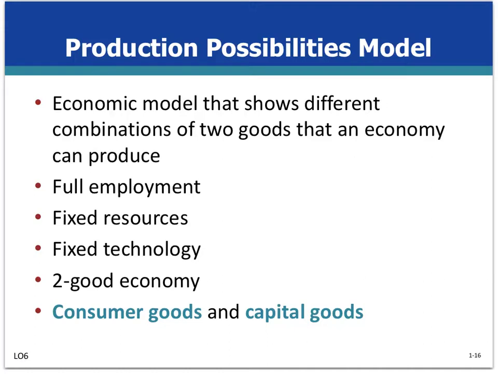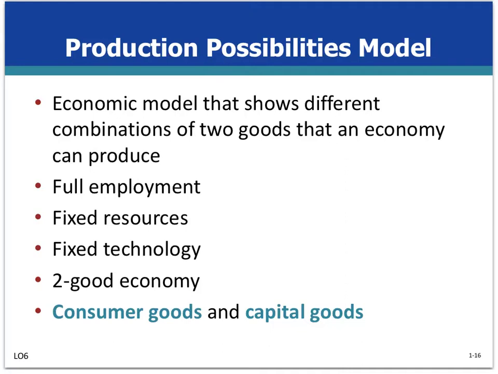Before starting the model, let's make a definition for production possibility model and what assumptions we are going to use to build up this model. So, first of all, production possibility model. It is the economic model that shows different combinations of two goods that an economy can produce, given that it has limited resources. And to keep things simple, let's initially assume that the economy is at full employment.